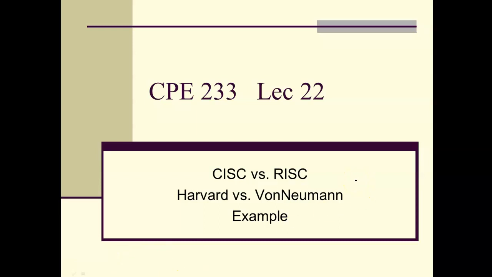Okay, this is lecture 22, and we're to the point where we're running out of things to say, so we're going to catch up on some definitions, which basically is CISC versus RISC and Harvard versus von Neumann. And then we're going to do our first new type of example, and I like these examples for reasons I'll say later. This example is really the last new thing we'll do in the course.